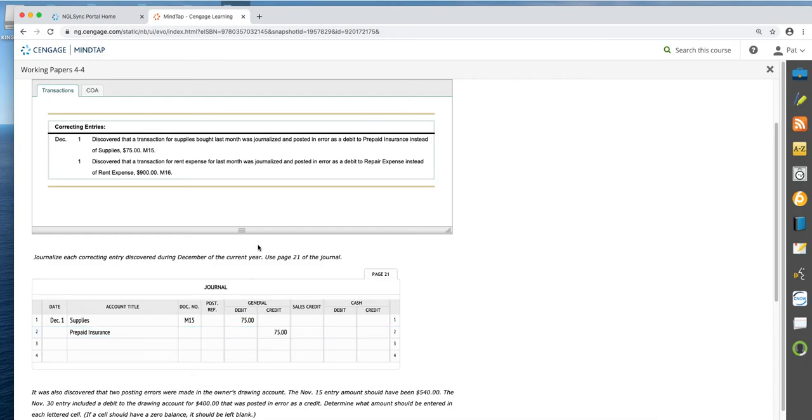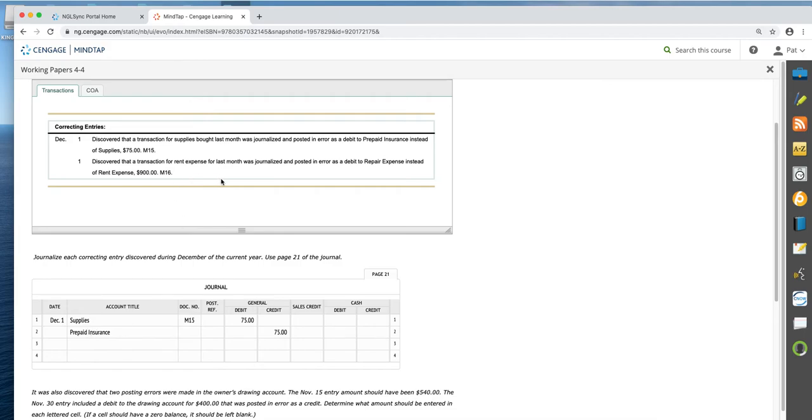Anyway, so we put $75 in error to prepaid insurance debit. So we need to fix the error. So if we debited it for 75 and that was an error, we got to credit it for 75 to get it out of our books. And that's why we have debit supplies, prepaid insurance as the credit.